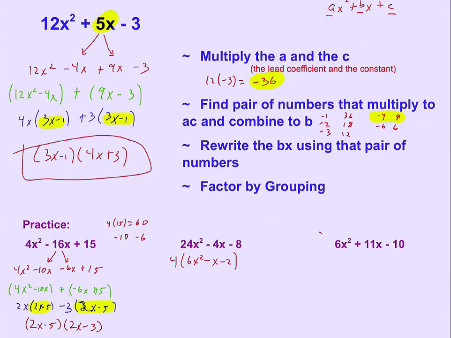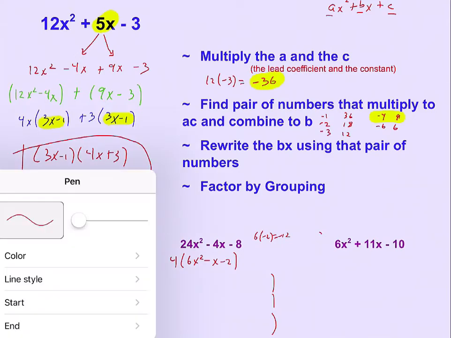That means that every step of the way there's going to be a 4 on the outside. It's never going to go away now. But I can just factor the 6x squared minus x minus 2, which is a little bit easier because the numbers have shrunk a little bit. So we're going to, remember, multiply the 6 times negative 2. And so we're looking for a pair of numbers that multiplies to negative 12 and combines to negative 1. That's negative 4 and 3.